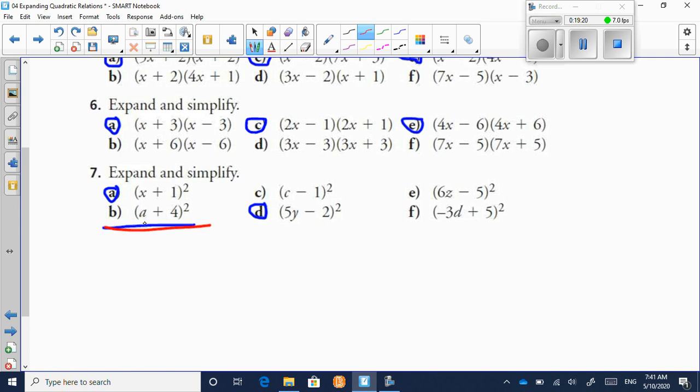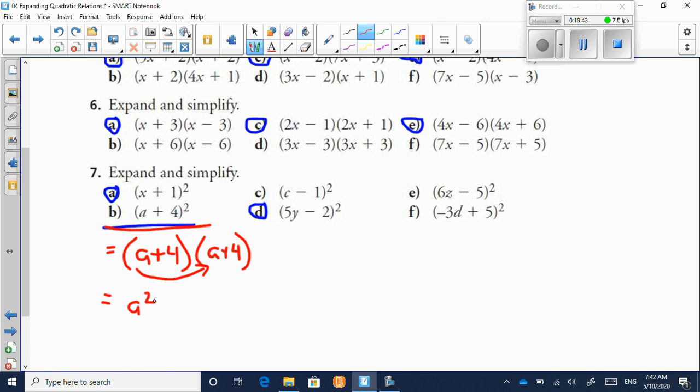So this one, they've used a. So whether or not they use x, it doesn't matter. And in this one, they've only got one bracket, but the squared outside. So technically what that means is (a plus 4) times (a plus 4). So if you ever see a squared, it just means the bracket is repeated. And so in that case, I can FOIL this one now.